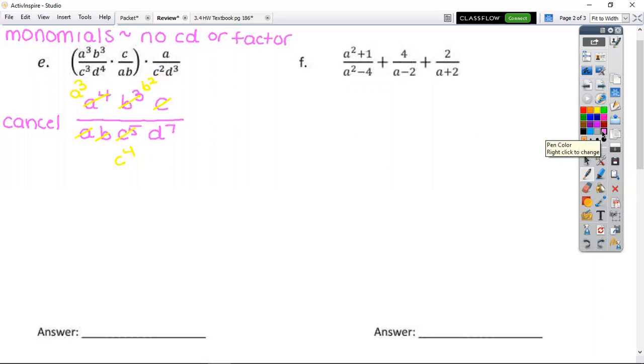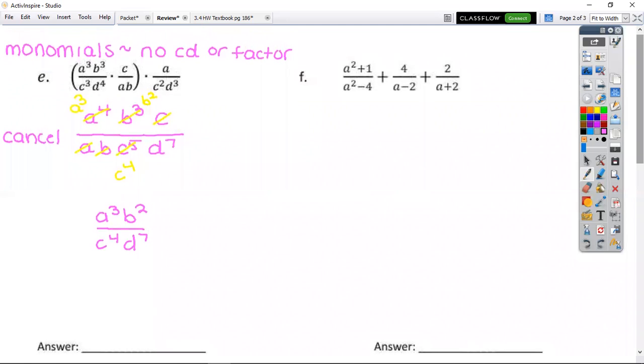So my answer is A to the 3rd, B to the 2nd, divided by C to the 4th, and D to the 7th. Just like that, done. We feel okay with the monomials? Again, it's just a little cancellation when they look like that.